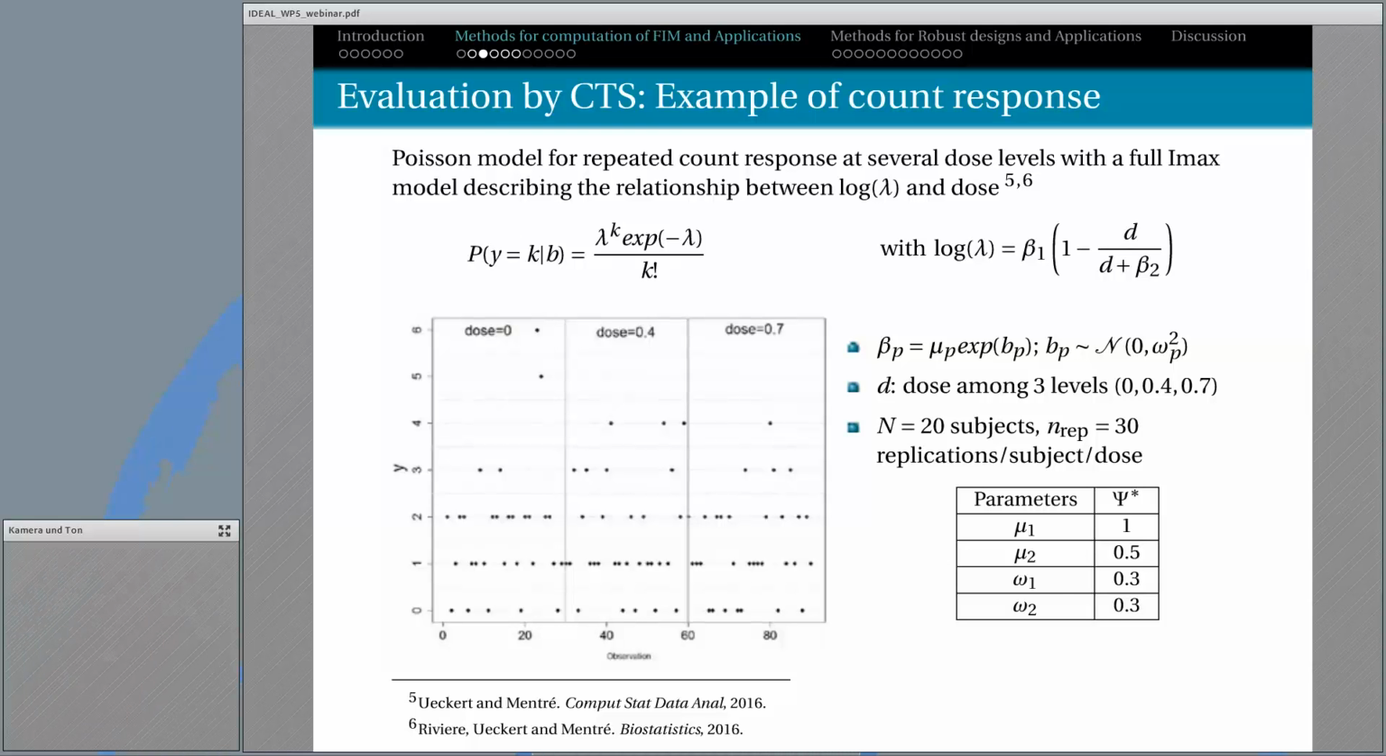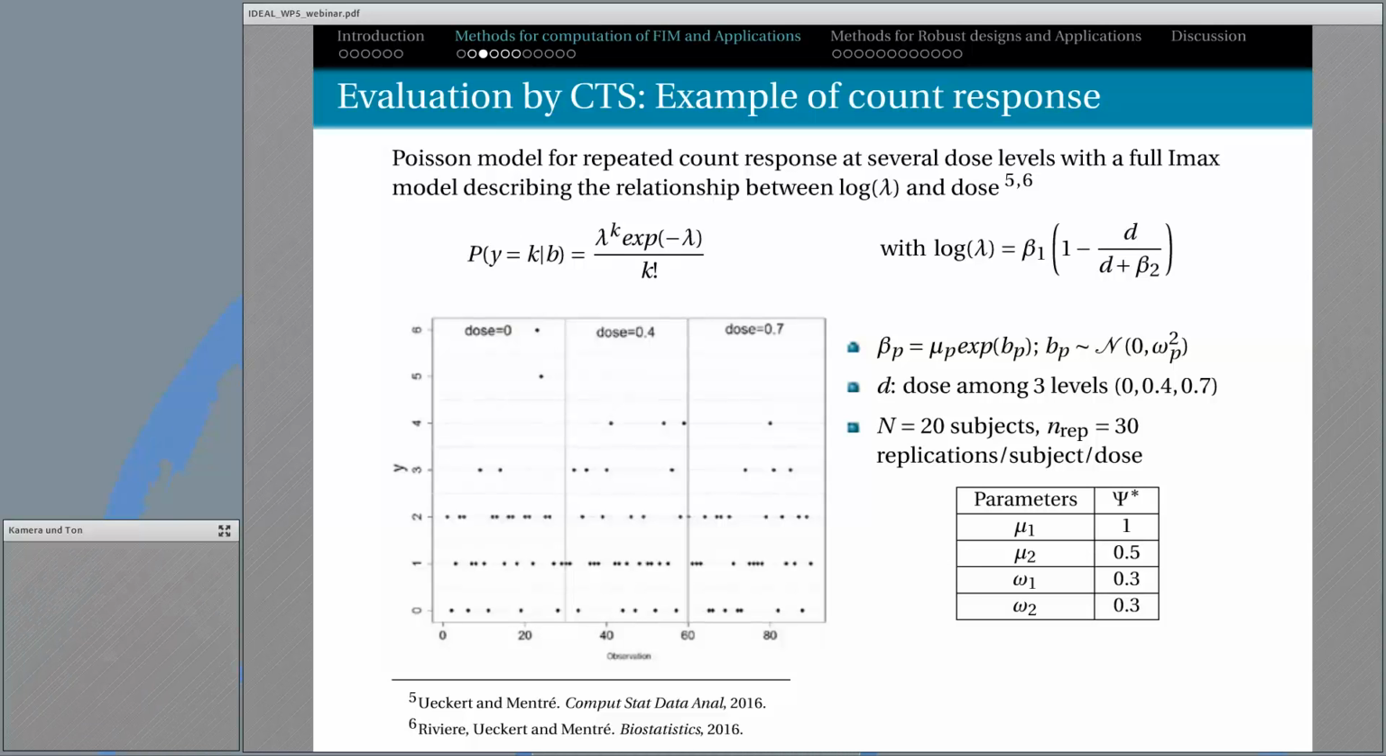is equal to 0. And there is here a dose response model, where lambda, or the number of counts, decrease with dose. And here we have dose divided by dose plus beta 2. So beta 2 is a D50. So each patient is observed during 30 days, for instance, and each day we count the number of events, and each patient has 30 days of observation during dose 0, dose 0.4, and dose 0.7. And we expect the dose to decrease the number of events.